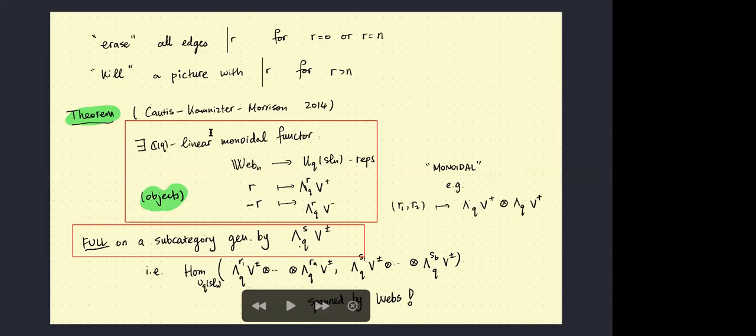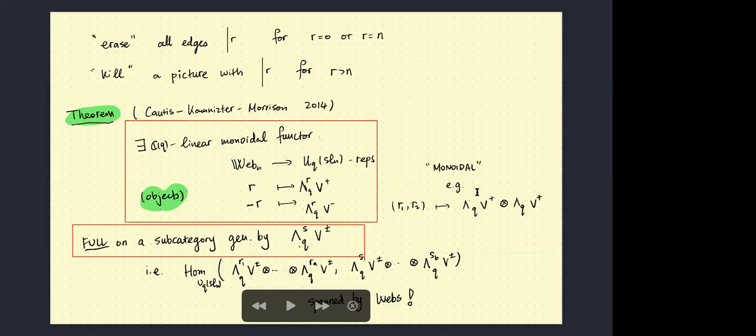So the main result of their paper in 2014 is that this gives a diagrammatic presentation of the category of modules for the quantum group SL_N. So what that says is that there is a C(q)-linear monoidal functor from this web category to the category of modules. Now on the objects level, each positive integer gets sent to an exterior power of the natural module, and each negative integer gets sent to also the same exterior power, but of the dual.